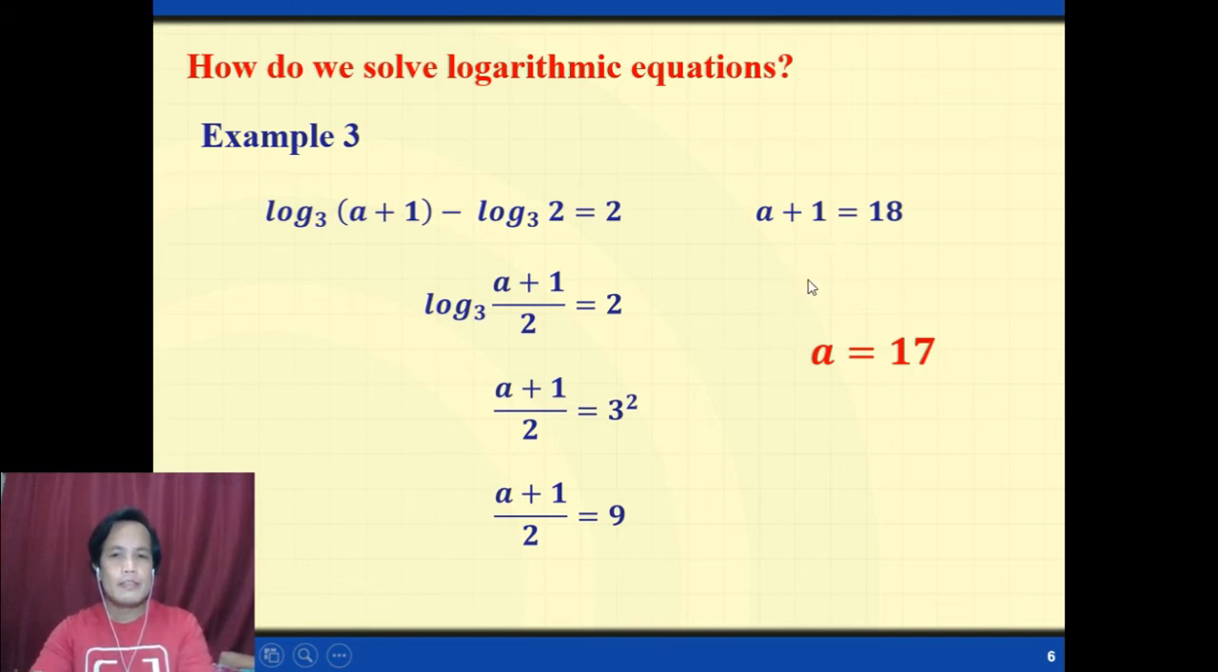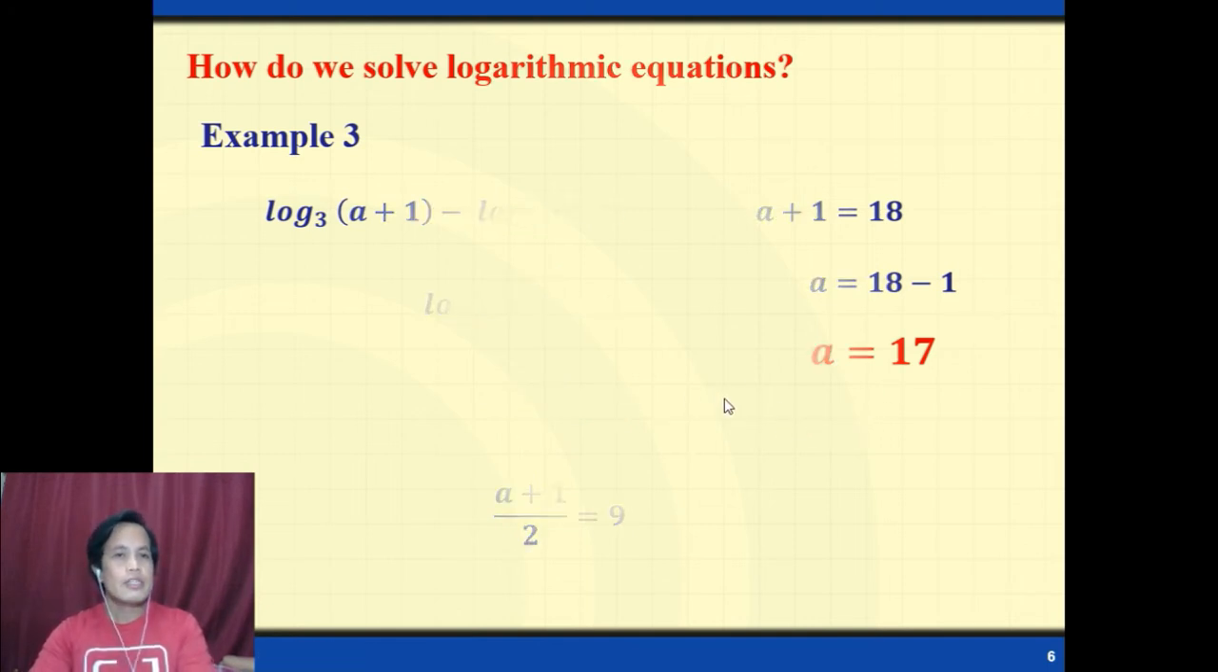Okay, next is, of course, a plus 1 equals 18. We have the 1 here. We need to eliminate 1, so we use the subtraction property of equality. We subtract 1 here, and we will also subtract 1 at the right side. So what remains here is a, and this is 18 minus 1. So therefore, a is equal to 17.